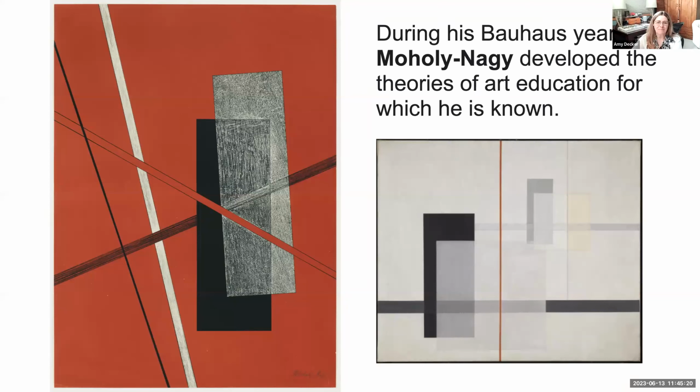During his Bauhaus years, Moholy-Nagy developed the theories of art education for which he's known. He created a widely accepted curriculum that focused on developing students' natural visual gifts instead of teaching them specialized skills. He was highly influenced by constructivism and a strong advocate of the integration of technology and industry into the arts.